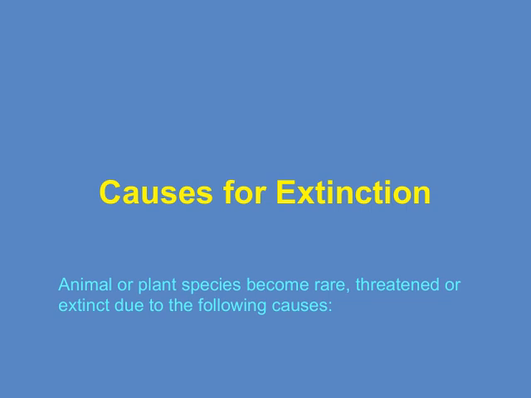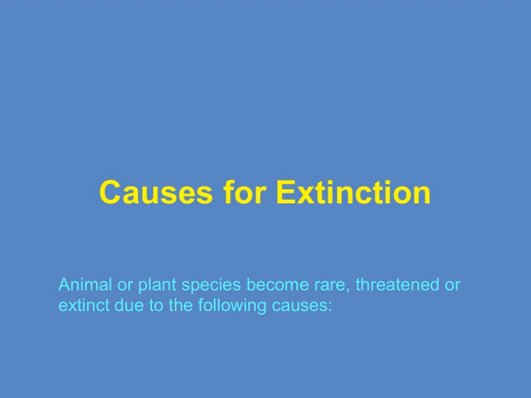Now let's take a closer look at the causes for extinction. When a species becomes rare, threatened, or even extinct, it's usually due to a combination of factors. These causes can be natural, like environmental changes, or human-induced, such as habitat destruction. Essentially, these factors disrupt the delicate balance that allows species to survive.